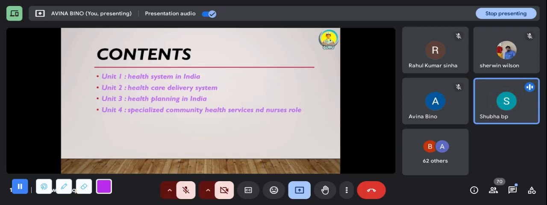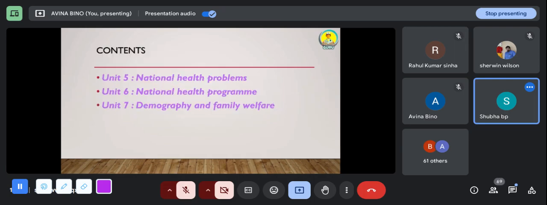And coming to the next, unit 5. In unit 5, we are going to study the chapter national health problems. In our country there are so many health problems, like tuberculosis, malaria, typhoid, dengue. There are communicable diseases and non-communicable diseases. In this unit, you are going to study which are the national health problems, how to prevent them, and how to manage them.